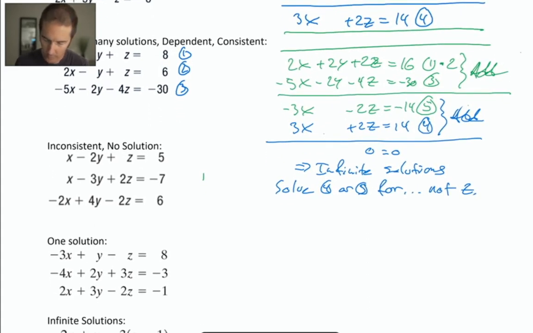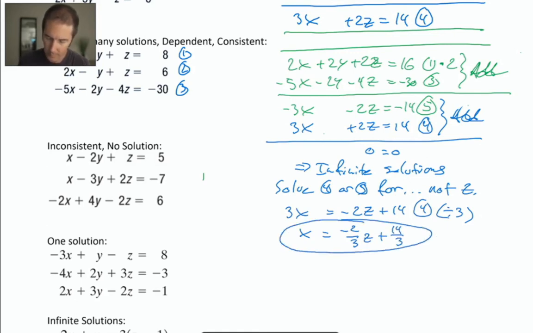So I will say that 3x is equal to negative 2z plus 14. That's equation 4. And then I'll divide both sides by 3. And I get x is equal to, I'm going to write it as negative 2/3 z plus 14 over 3. And I'm going to circle this because that's the x coordinate of my final answer.